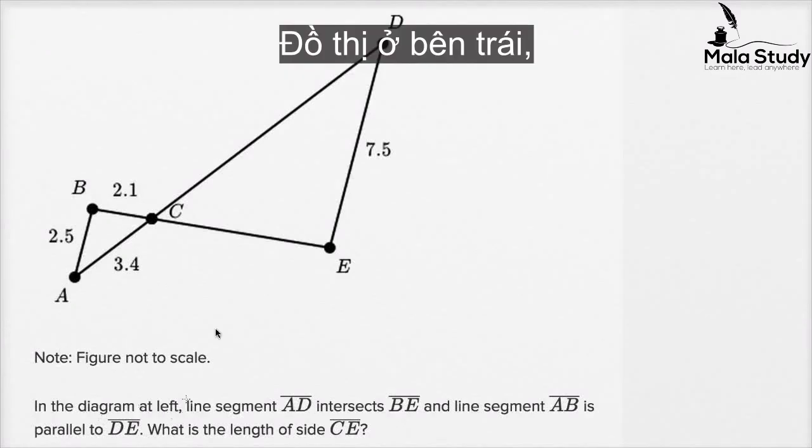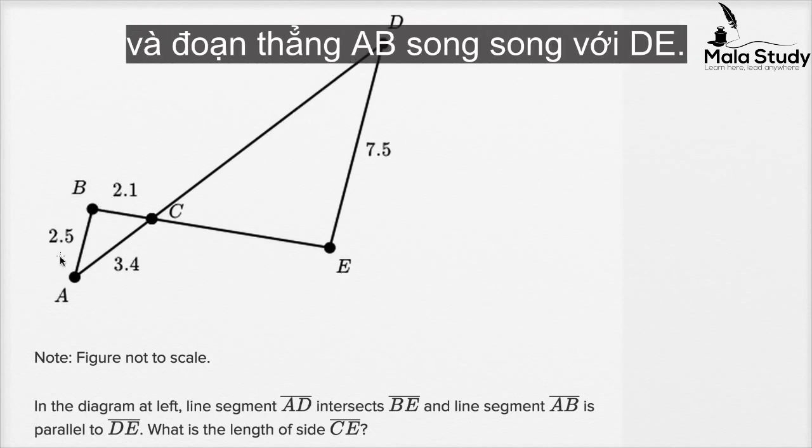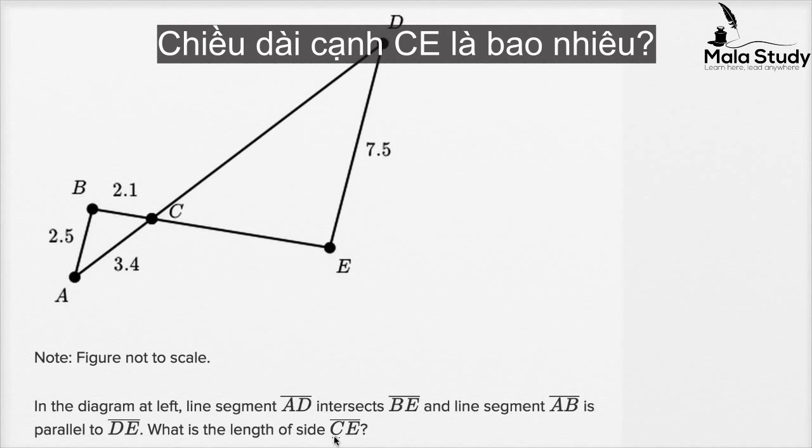In the diagram at left, I pasted it up here above. Line segment AD intersects BE, and line segment AB is parallel to DE. What is the length of side CE? So we want to figure out the length of side CE.